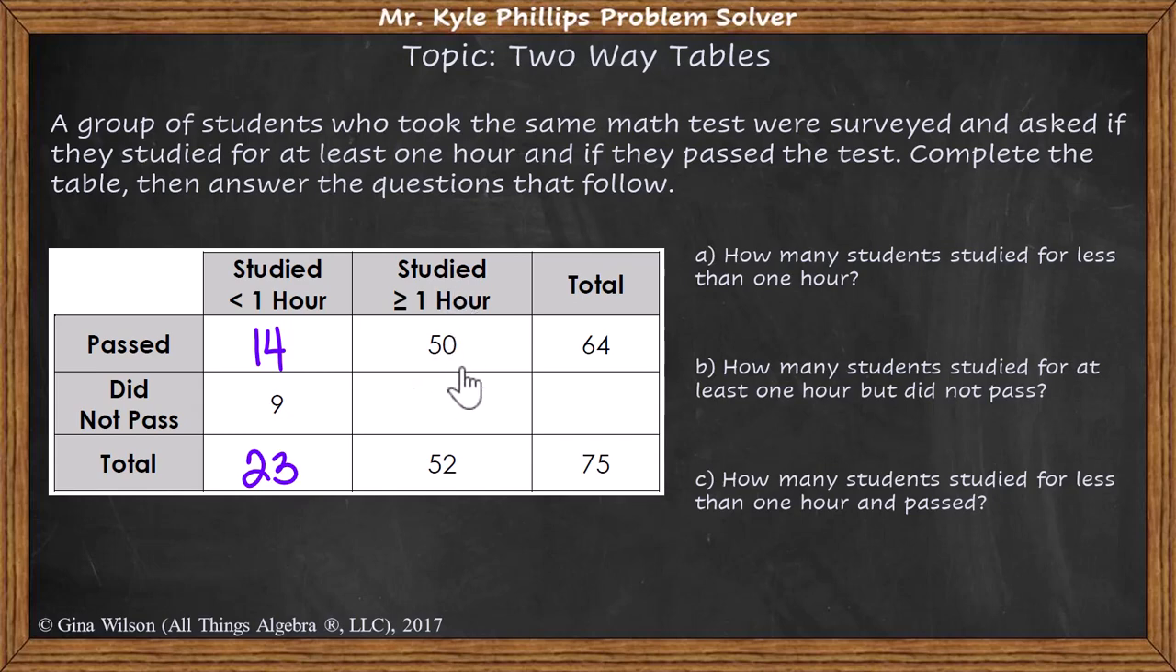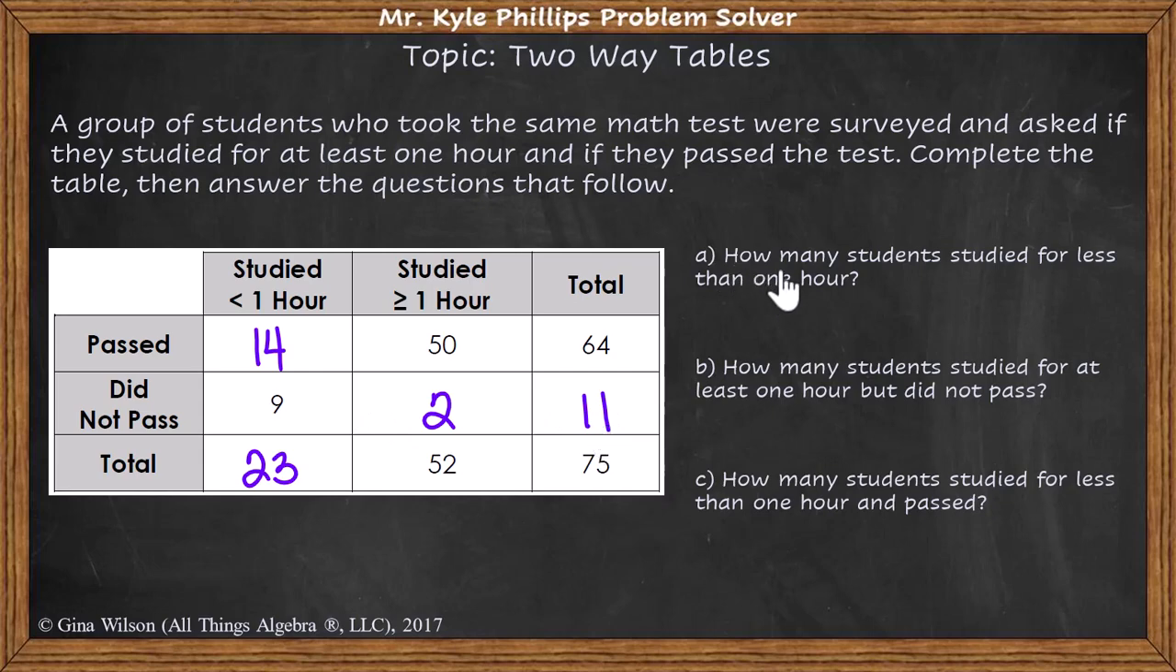Now here, the easiest way to fill in the empty spaces would just be to find the difference between these values. So 50 plus what number gives me 52, and that is 2, and then here 9 and 2 gives me 11. So now I have my table completed, and now I can answer these questions over here on the right.